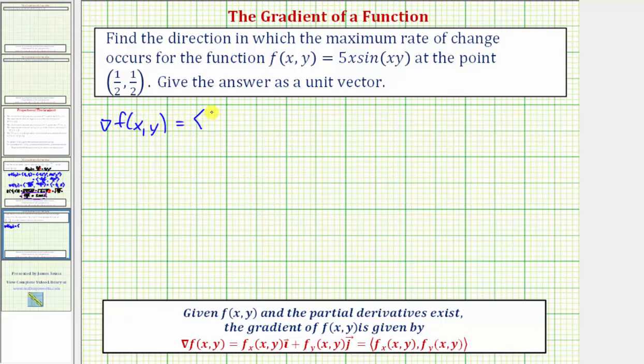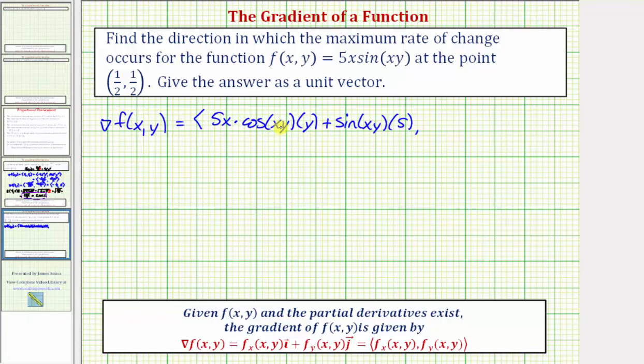So the x component is going to be equal to the partial of f with respect to x, which means we want to differentiate 5x sine of xy with respect to x, treating y as a constant. And notice here we'll have to apply the product rule. So applying the product rule, we have the first function 5x times the derivative of sine xy with respect to x, again treating y as a constant, which would give us cosine of xy times the derivative of xy with respect to x, which would just be y. And then we have plus the second function, which is sine xy, times the derivative of 5x with respect to x, which would be 5.